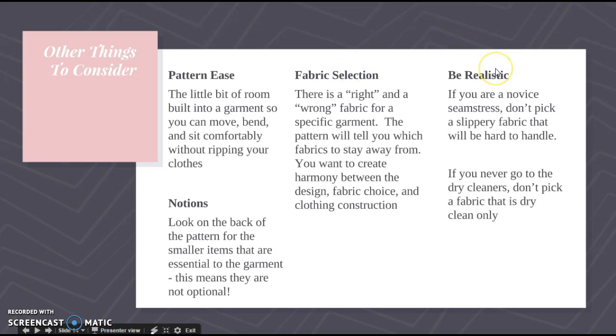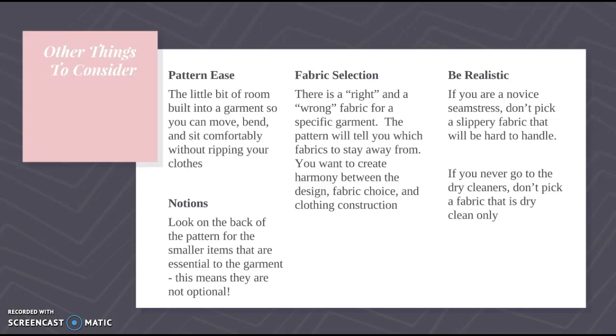You want to make sure that there's harmony between the design, fabric choice, and clothing construction. You want to be realistic. If you're a novice, you don't want to pick a challenging job for the first time. For example, you wouldn't want to work with satin because it's going to be slippery and hard to handle. Also, you have to be realistic about how you're going to care for the garment. If you're going to knit a cape, you don't want to pick a yarn that would have to go to the dry cleaners if you're not going to dry clean.